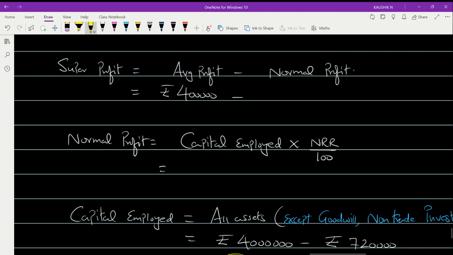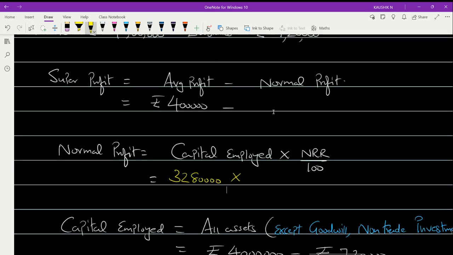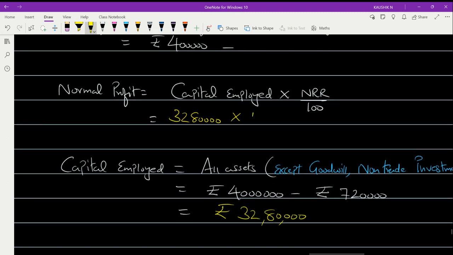Okay. Now let me come and fill this formula. So 32 lakhs 80,000 into NRR, which is 10 percentage. So 10 by 100, the zeros are getting cancelled. How much am I getting as my normal profit? 3 lakh 28,000. Yes, sir.